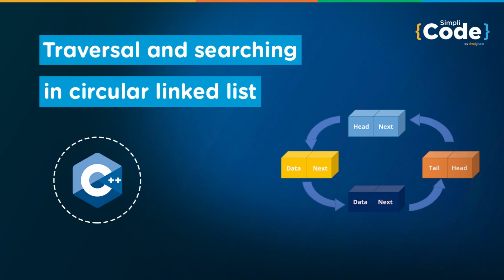Welcome to SimpliCode's YouTube channel, and in today's session, we'll understand how to perform traversal and searching operation on circular linked list. Now, in our previous tutorials, we have discussed in detail about linked lists like single linked list, doubly linked list, circular linked list, and also we have performed certain operations like insertion and deletion as well as traversal and searching on different linked lists. In today's session, we'll understand how this operation on traversal and insertion will happen in a circular linked list.